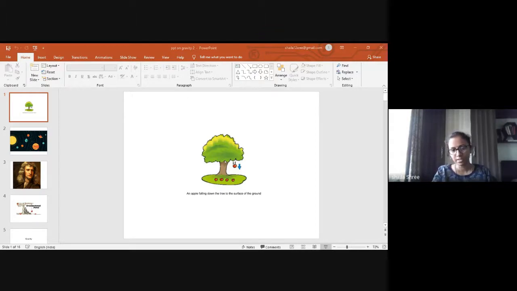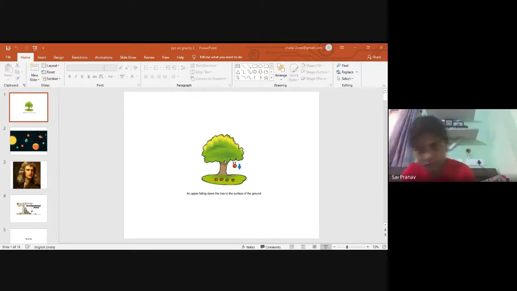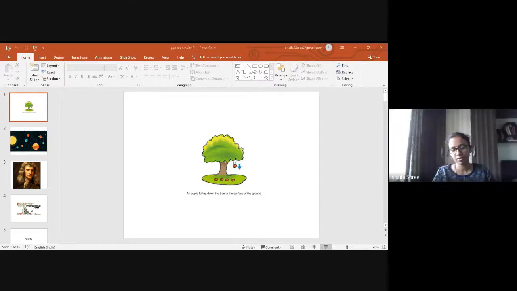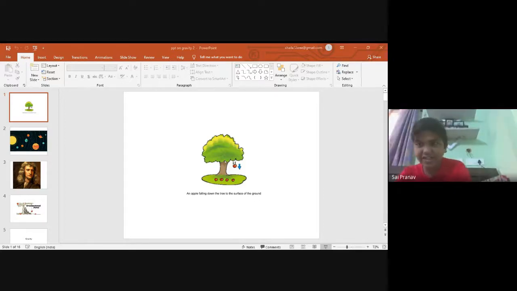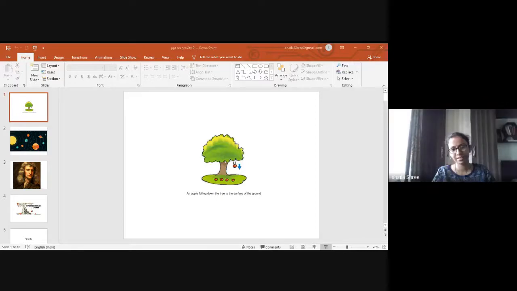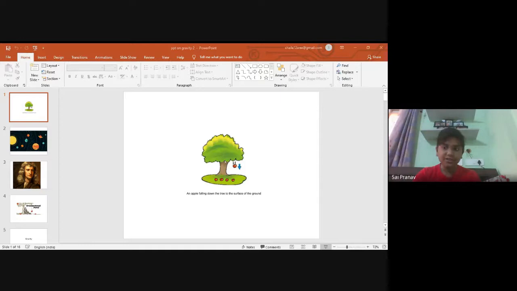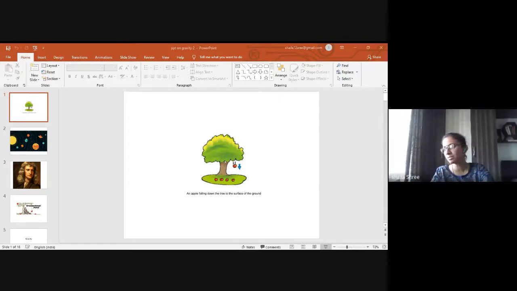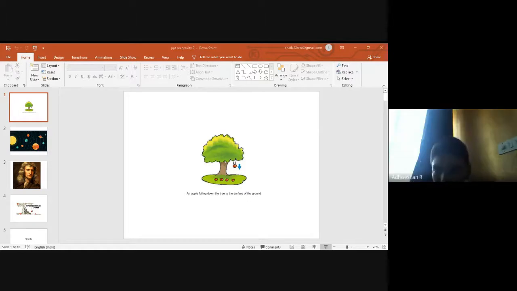Okay, so what can you see here? I can see a tree. Apple tree. Wood falling. Okay, and what is this? Gravity. Okay, and who is this? Sai Pranav. Is this Sai Pranav? Adi, who is this? Newton.